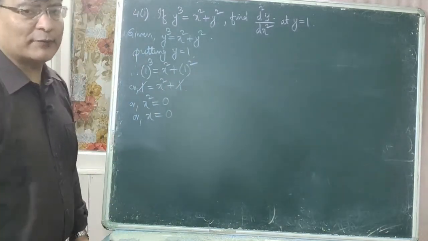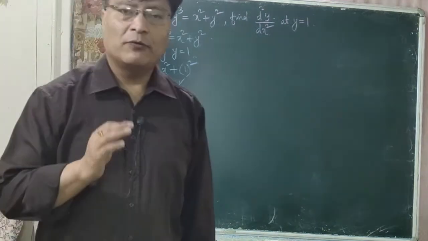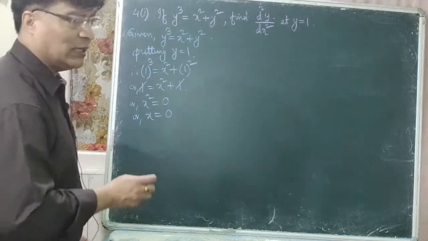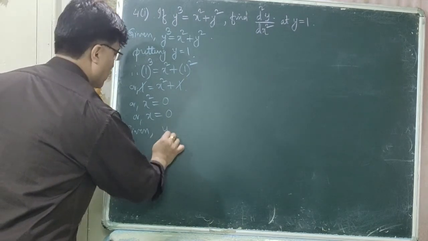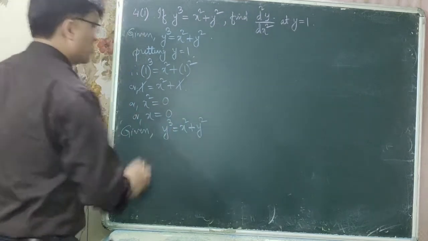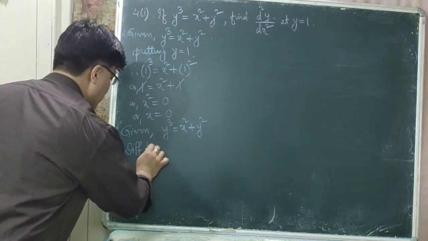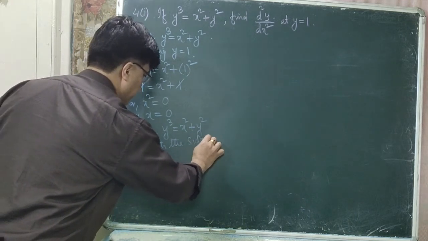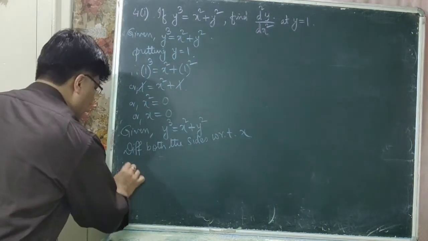So let us find out dy by dx first. In order to get the second order derivative, first of all you have to get the value for dy by dx from the given equation. So here again write down given here is y cube is equal to x square plus y square, right? So differentiating both the sides with respect to x. So differentiating both the sides with respect to x, what do we get?